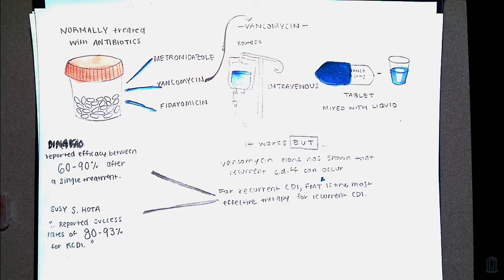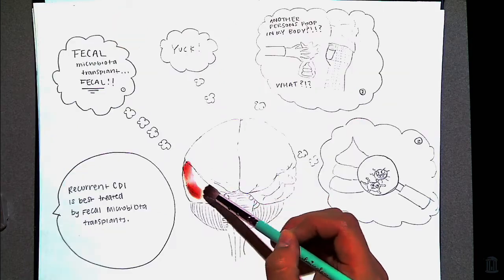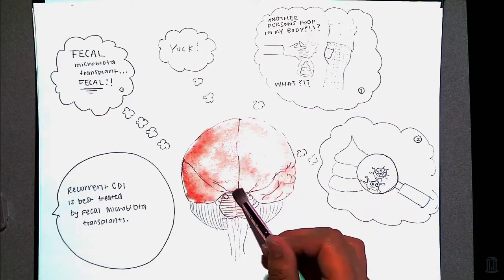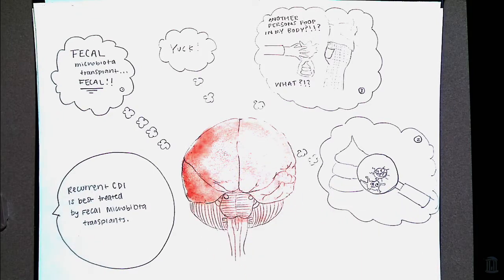diff. FMT is taking the fecal matter of stool from a healthy donor and transplanting it into a patient whose healthy gut microbiome has been suppressed by antibiotics, causing a bad bacteria known as C. diff. What are the patients thinking when they hear FMT? Yuck! I don't want another person's poop in my body.